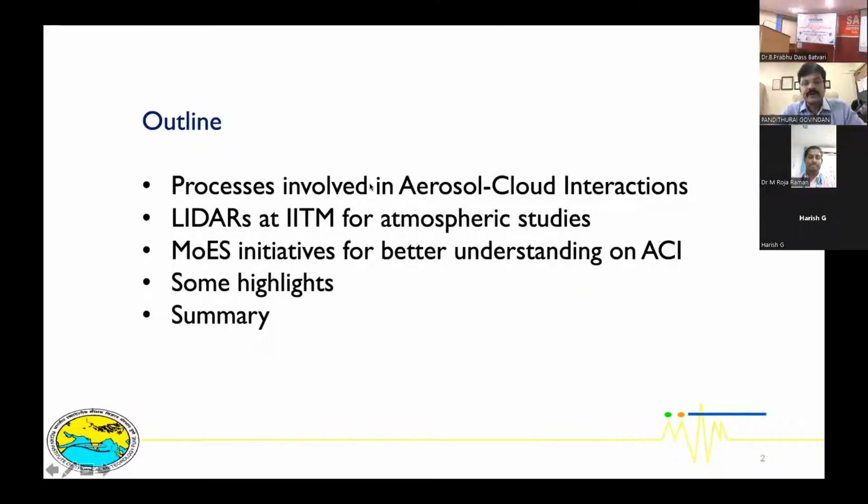So the outline of my talk is: what are the processes involved in better understanding the aerosol cloud interactions, the different LIDAR facilities available at IITM for atmospheric sciences, and the recent Ministry of Earth Sciences initiatives for better understanding of aerosol cloud interactions. And I'll give some highlights depending on the time, and I'll summarize.